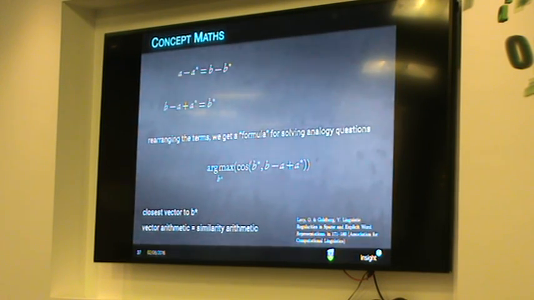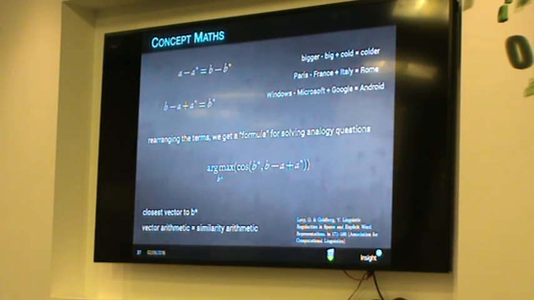And again, people use different metrics to do this, and they get different answers, and some are maybe better than others. For example, big is to bigger the same relationship as cold is to colder. You can see the relationship between Paris and France is the same as between Rome and Italy. And if you subtract Microsoft from Windows and add Google, you get Android. So again, these represent very, very interesting ways of looking at these word representations.